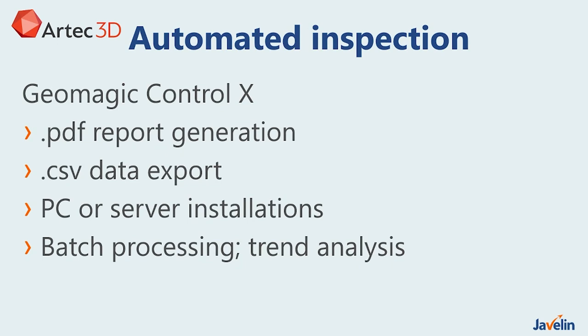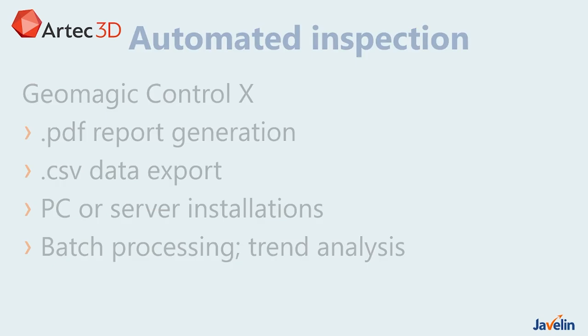While it is common to build, generate, and review reports from Control-X, the software is also capable of running autonomously. After building the inspection routine, server installations of Control-X can monitor file system folders, automatically process incoming mesh files, and export data directly to your ERP system. It can also batch process mesh files and generate trend reports across the batch of serialized parts.